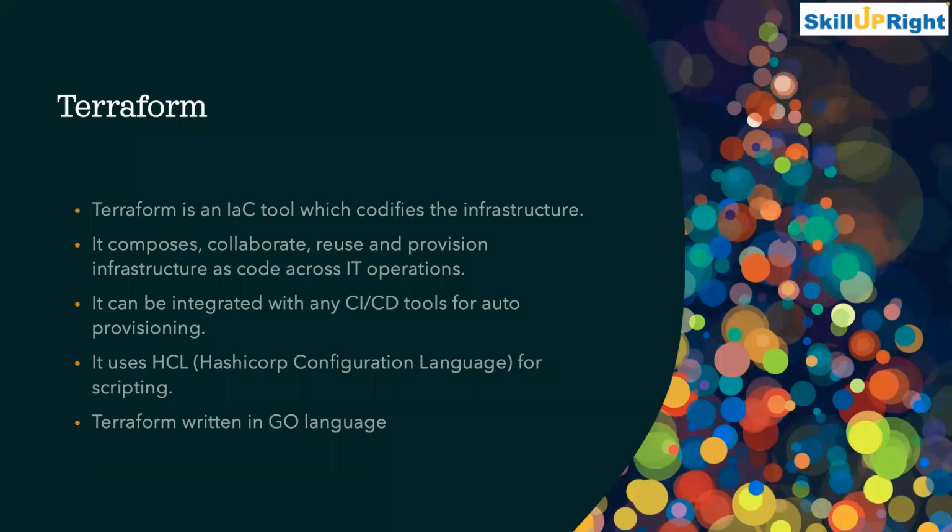The infrastructure that you define, it writes as code. And then what it does, it composes, collaborates, reuses, and provisions the infrastructure across the IT operations. It composes your infrastructure, it collaborates different types of infrastructure, it reuses, then it provisions. Reuse and all that we'll see going forward. Reuse will happen when you have a modular structure, and you will reuse that. And then the biggest advantage is that Terraform can be integrated with your CI/CD tool, right? Let's say I am utilizing Jenkins or GitLab or GitHub Actions or Bamboo.